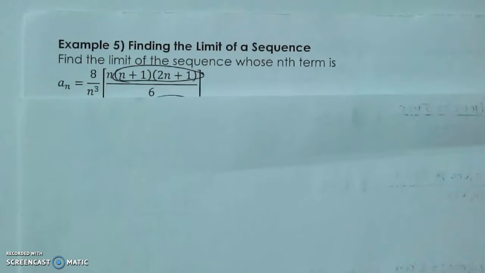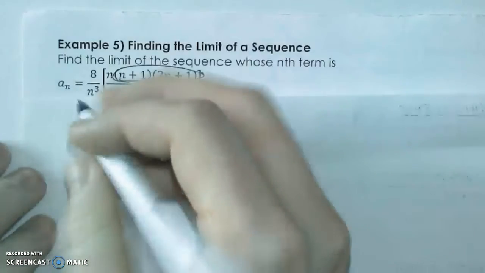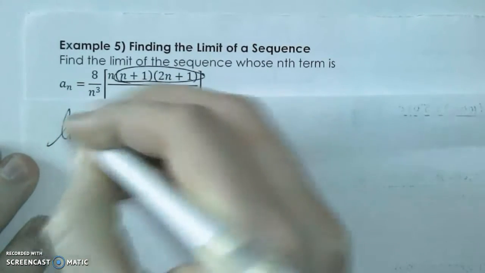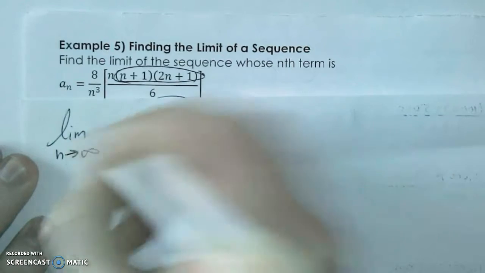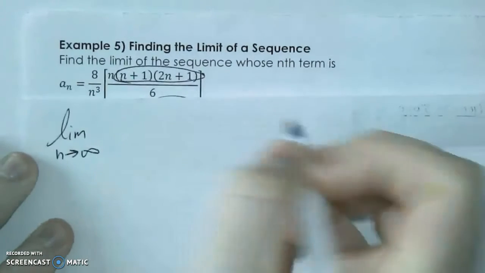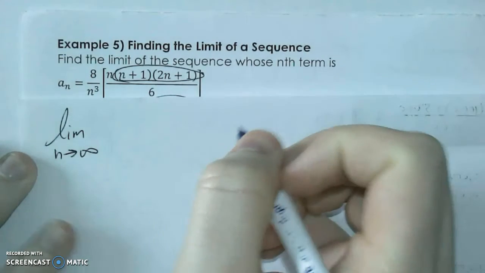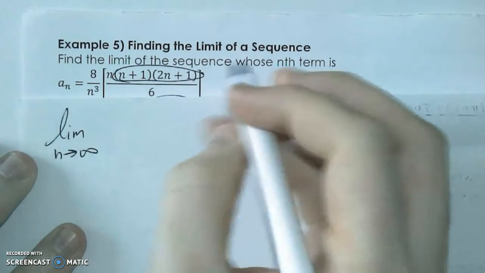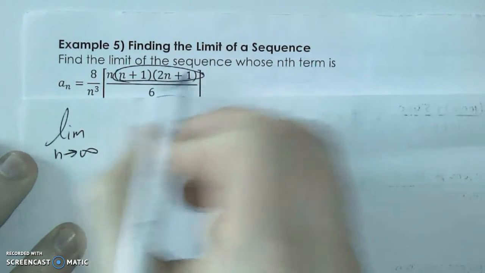On example 5, they're asking us to find the limit of the sequence with this rule. And so the limit of the sequence is how far can we take it. So what we're going to do is go ahead and introduce this idea of a limit where we're taking the number of terms to infinity. And so what we're going to do is simplify this as much as we can so that we can evaluate the limit. So what we're going to do is first start with foiling.